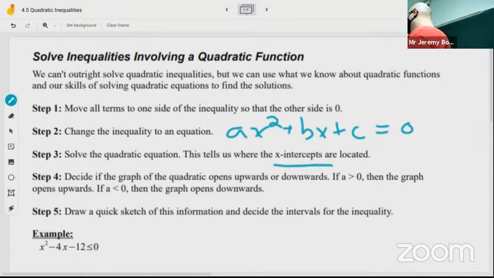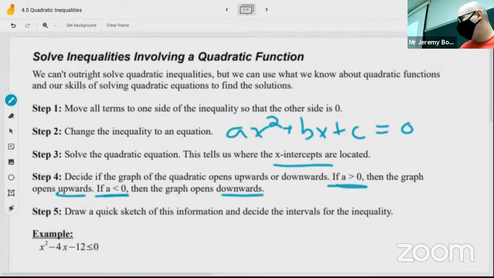Next thing I'm going to do, take that inequality that you had set with one side being 0, and you want to decide if a is greater than 0, and it opens up. If a is less than 0, it opens down. Okay. And then we're going to draw a quick sketch from that. And that is how we're going to solve. Any questions on that?